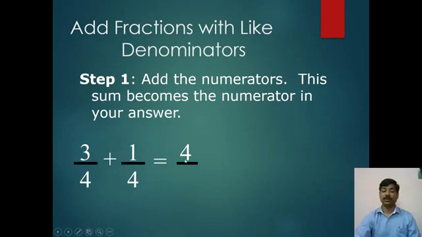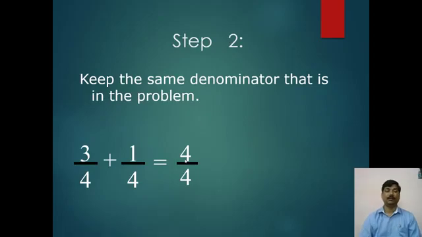What about the denominator? Follow step second. Keep the same denominator. The denominator will not change, it will be the same. So what will be the denominator here? 4. In this way we get the fraction 4 upon 4. This is the result of the sum of 3 upon 4 and 1 upon 4.